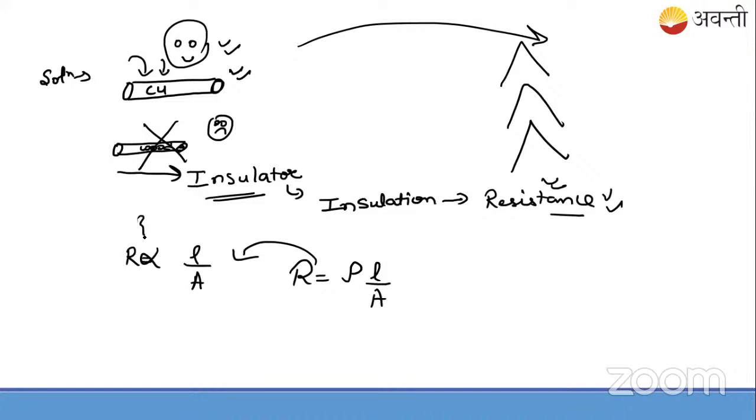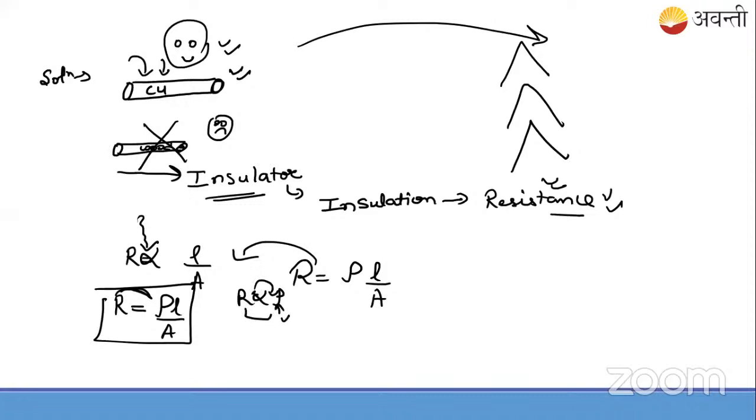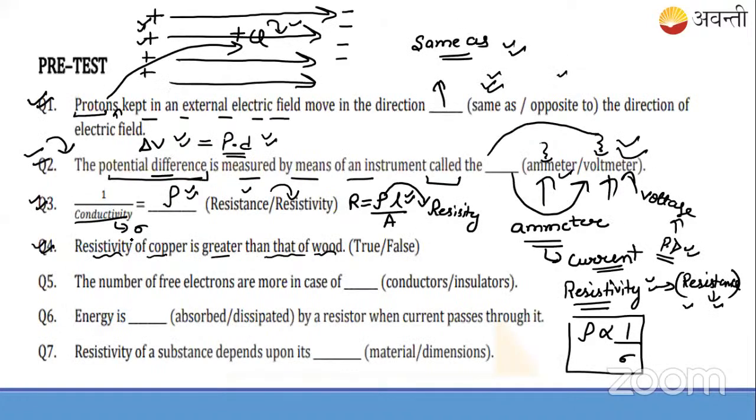To remove the constant of proportionality sign and put an equal to sign, we put here resistivity times length by area. Whatever, these are proportional, so resistance is proportional to resistivity, but it remains a constant. Remember this also. But for answering, we can use this. So copper का resistivity is greater than that of wood. It's very much false.